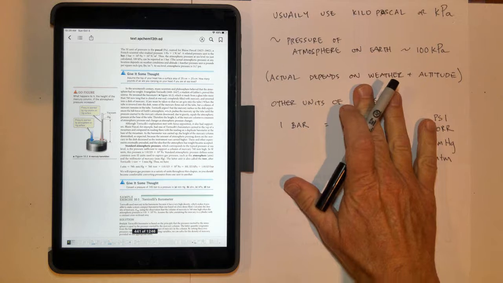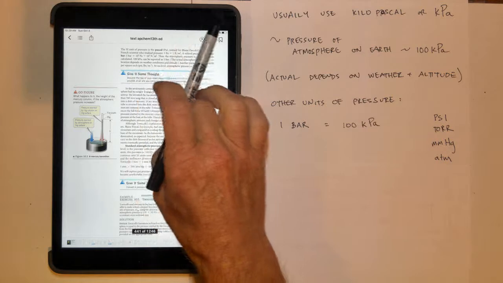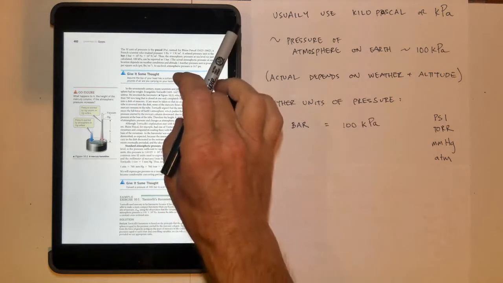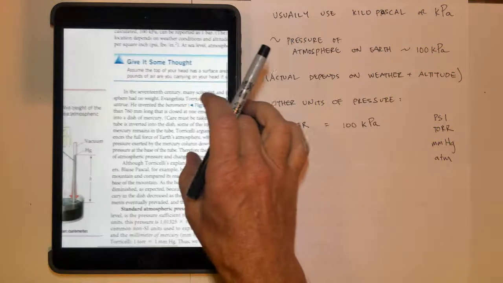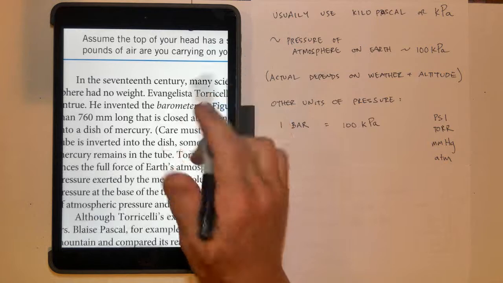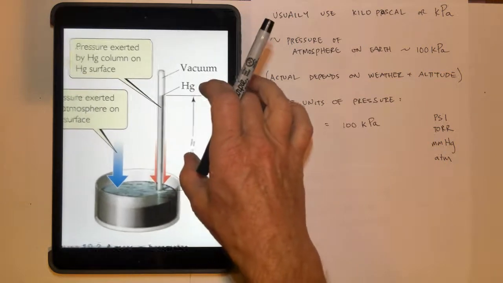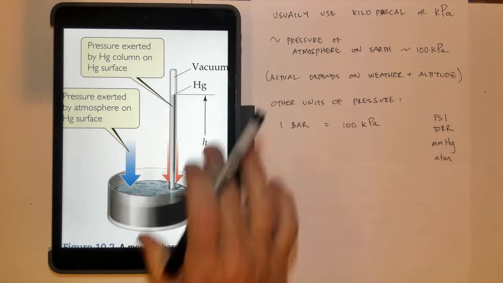The weather stations usually use inches of mercury here in the United States, and so they just convert from millimeters to inches. So in the 17th century, many scientists and philosophers believed that the atmosphere had no weight. Along came a scientist that created this thing called a barometer. And a barometer was a tank filled with mercury. Mercury is a liquid, of course, at room temperature.